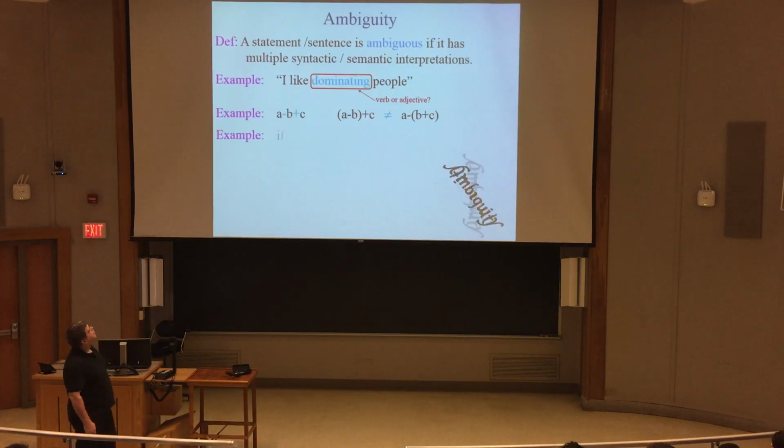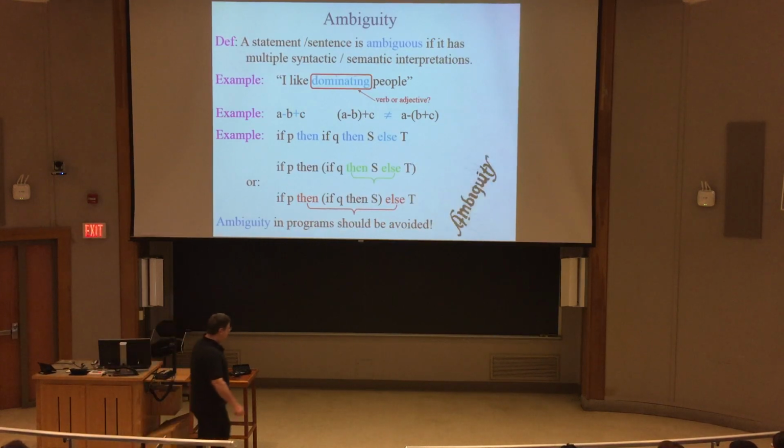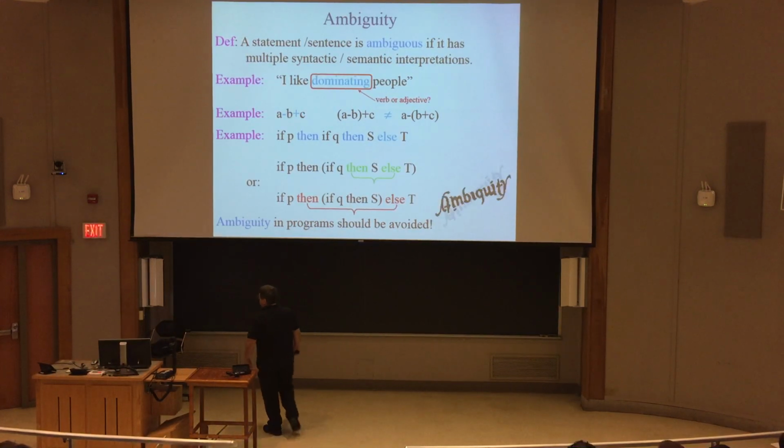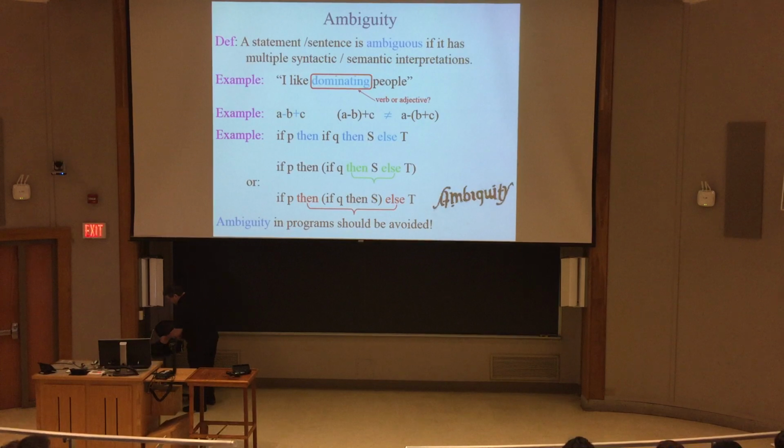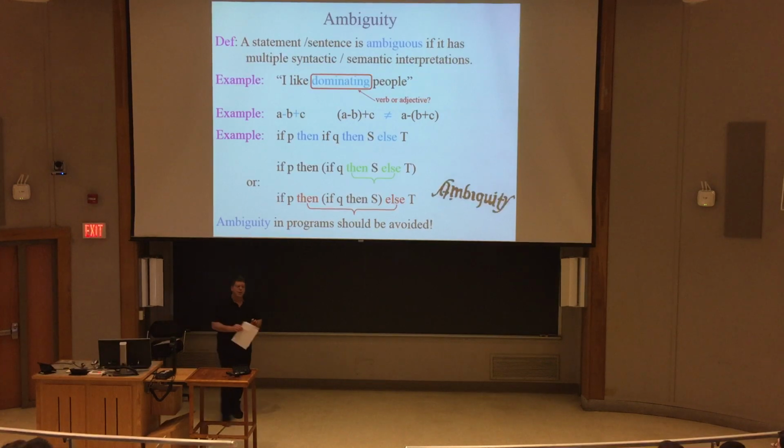And we talked about ambiguity. We said ambiguity is not great either in language or in programming or in speech. And whenever you have ambiguity, you should try to get rid of it or have a grammar that's not ambiguous.